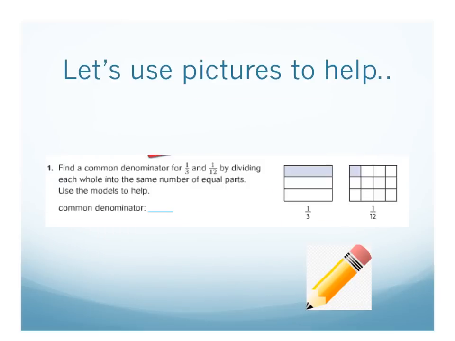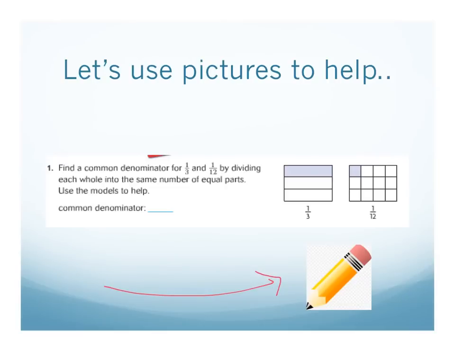Now we can always use pictures to help, just like I did when I was making those cakes. I'm getting hungry for cake. Find a common denominator for 1/3 and 1/12 by dividing each whole into the same number of equal parts. Now you see this pencil, my friend, so that means that you have this picture on your worksheet. I'd like you to take a moment to give it a try.